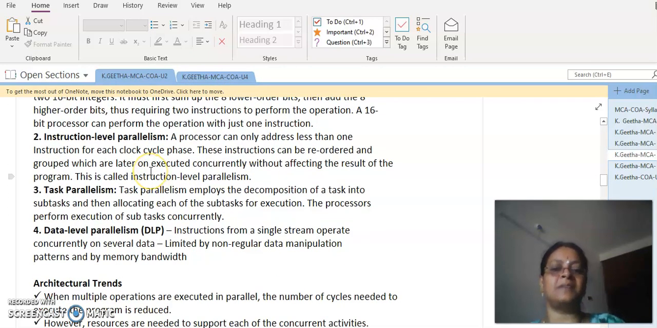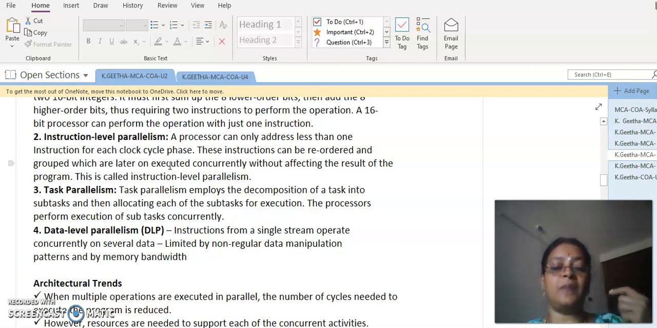Then comes instruction level parallelism. Here, at any point of time, the processor can provide only one address, and hence only one instruction can be fetched at a given point of time. These instructions can be reordered and grouped together so that they can be concurrently executed without affecting the result of the overall program. So what we are trying to do is look into the dependency of the instructions. If the instructions are independent of each other, we submit all of them, and multiple instructions can be executed at the same time. If there is a dependency across instructions, then we reorder the instructions in such a way that there is no dependency.